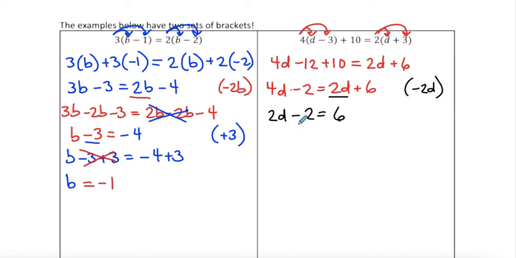From here, I want to get rid of the constant term that's on the same side as my variable. The opposite of subtracting 2 is adding 2 to both sides. 2d minus 2 plus 2 is 0, and 6 plus 2 is 8. And the last step is to get rid of the coefficient in front of the variable. The opposite of multiplying is dividing, so I'm going to divide both sides by 2. 2 divided by 2 is 1, so I'm left with 1d, or just d, and 8 divided by 2 is 4.